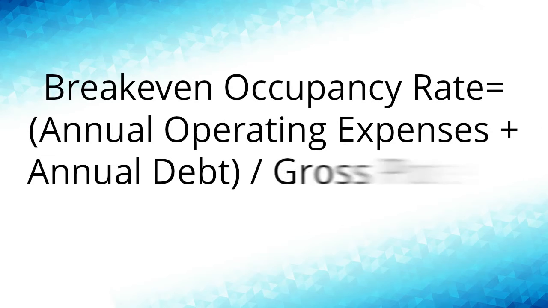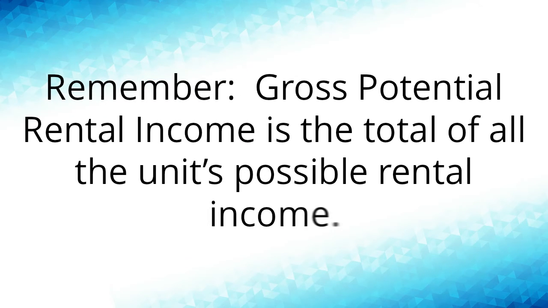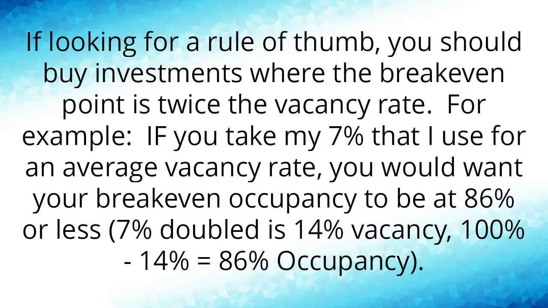So the equation would be breakdown occupancy rate would be equal to the annual operating expenses plus the annual debt divided by the gross potential rental income. Remember, gross potential rental income is the total of all of the units' possible rental income. If looking for a rule of thumb, you should buy investments where the break-even point is twice the vacancy rate. For example, if you take my 7% that I use for an average vacancy rate, you would want your break-even occupancy to be at 86% or less.